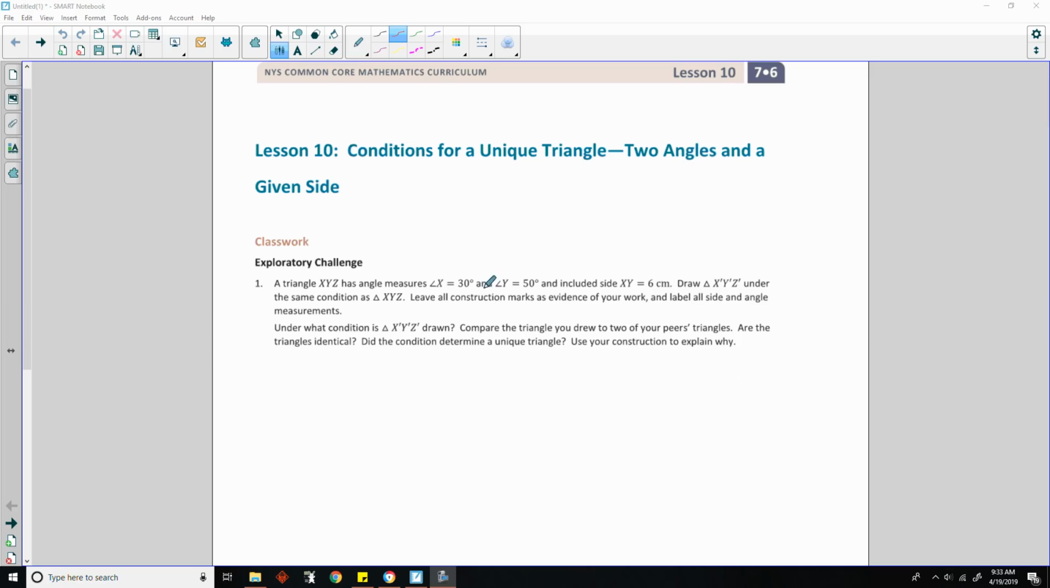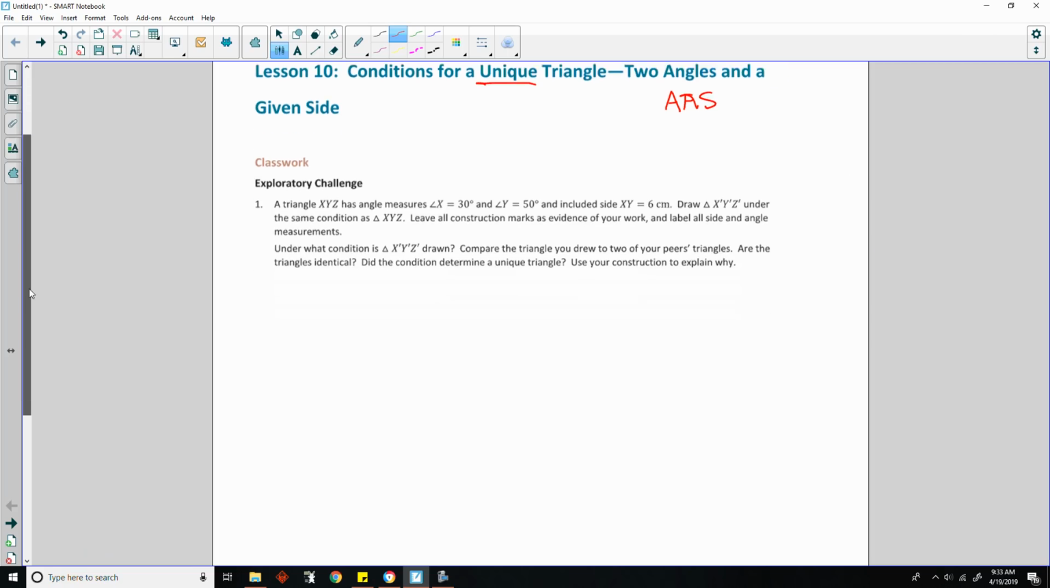This is Lesson 10, Conditions for a Unique Triangle. Two angles and a given side, A, S. Alright, exploratory challenge 1.